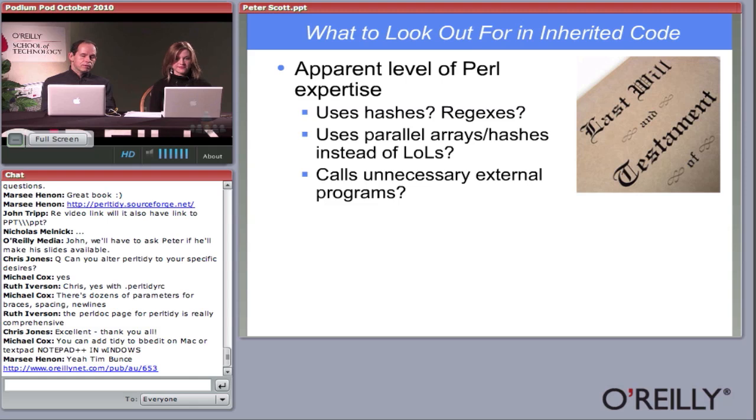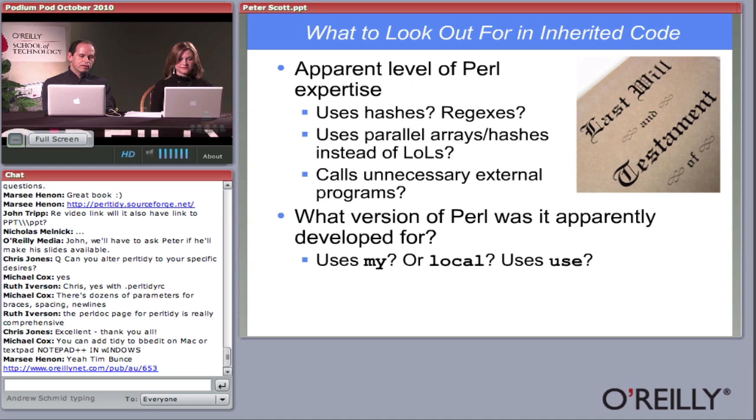Other things that you might want to look out for in inherited code, if you don't know the author, is to take a guess at what level of expertise they had. This is like archaeology on their code. Did they use hashes, regular expressions? If not, maybe they weren't comfortable with those. That tells you a lot. Instead of using hierarchical data structures, or what we call lists of lists, do they use parallel array and hash structures? That tells you that they were not comfortable with references. Do they call external programs unnecessarily? These are some of the markers to look out for, and that tell you their experience level.